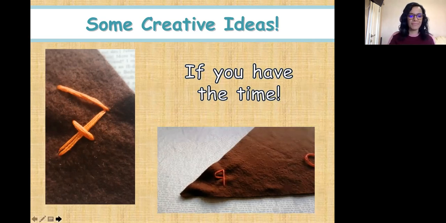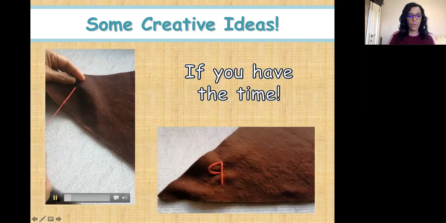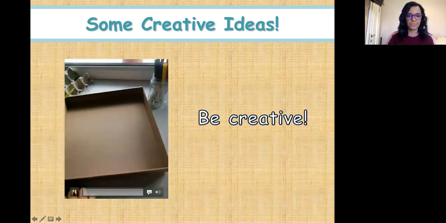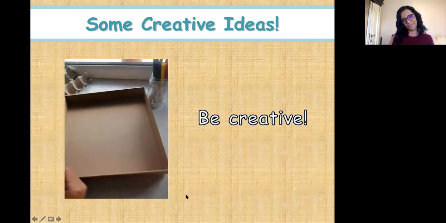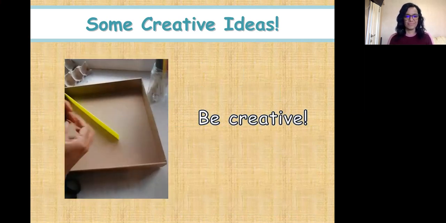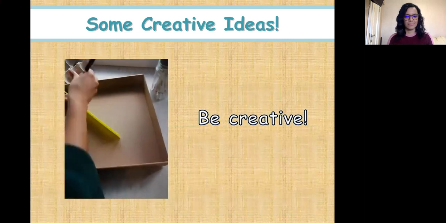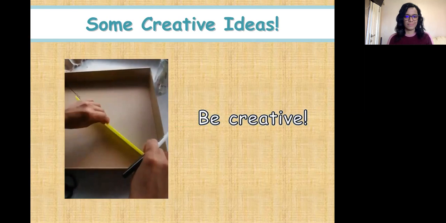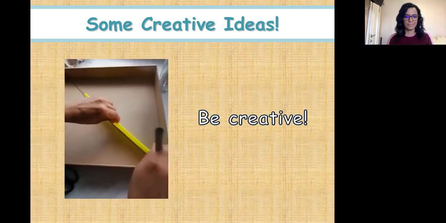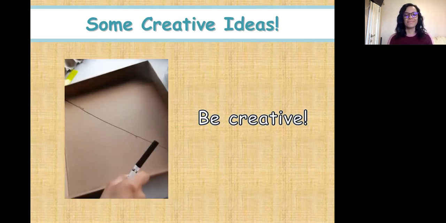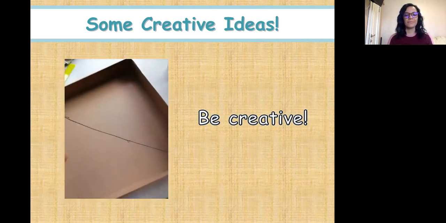Let's see what else we have. Or just be creative, okay? Or if you have a big piece of recycled cardboard, you can go ahead and make a triangle by drawing a line down the middle of the square from corner to corner. Okay, and then for one of the triangle corners, you can go ahead and use a different color and you can write in the numbers.